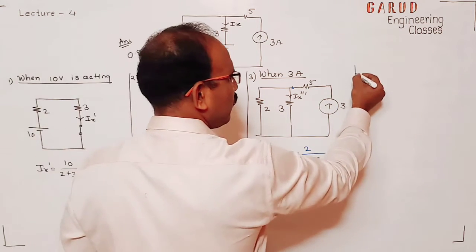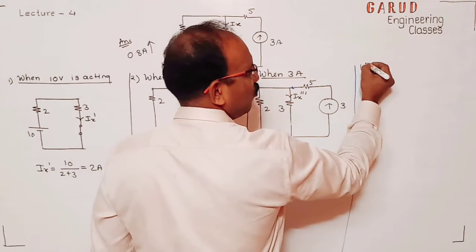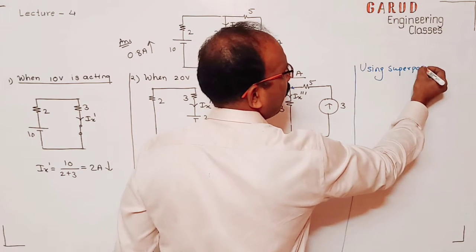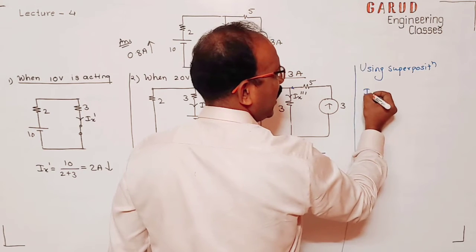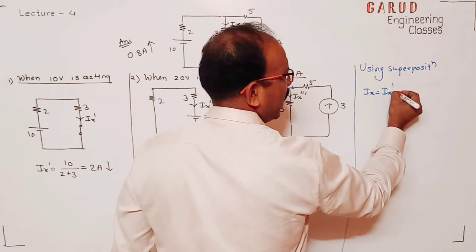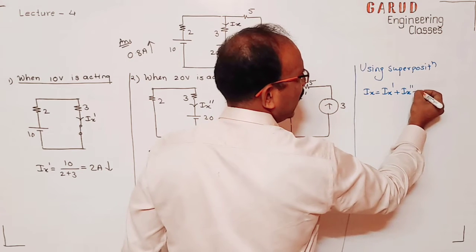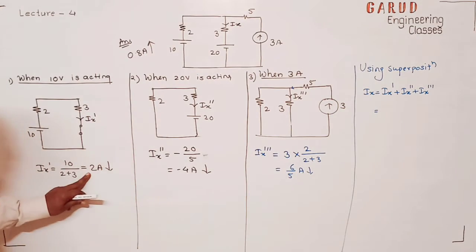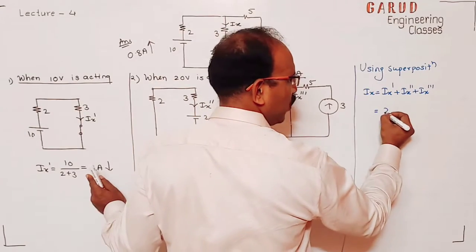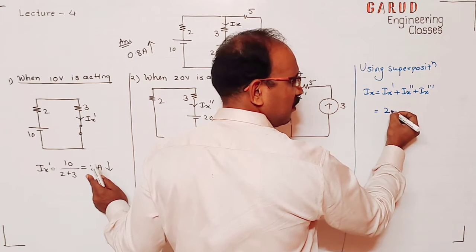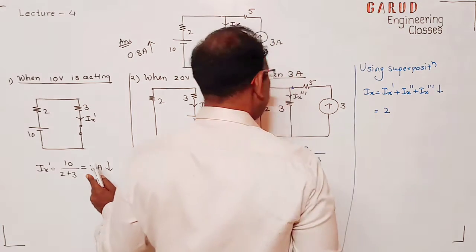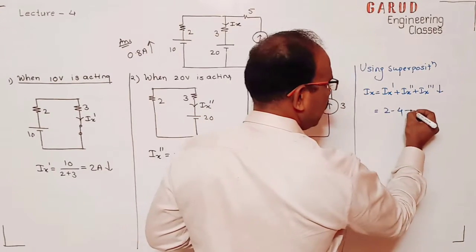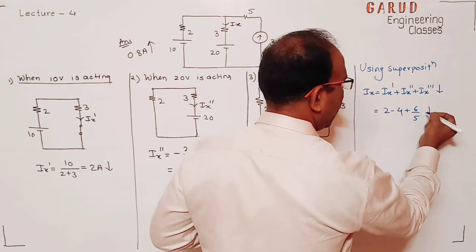Now what you want? What is the superposition? So what we can say, using superposition, Ix equals to Ix dash plus Ix double dash plus Ix triple dash. See, what is Ix dash? It is 2 ampere in downward direction. We are considering all in downward direction, okay? All in downward directions. Here, minus 4. Here, plus 6 by 5, all in downward direction.